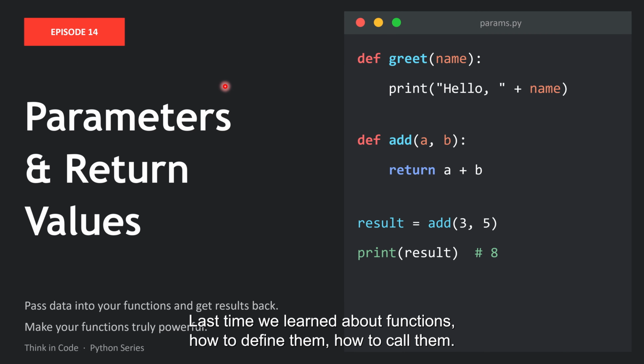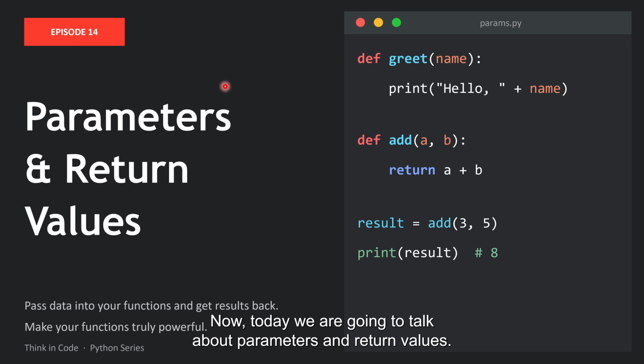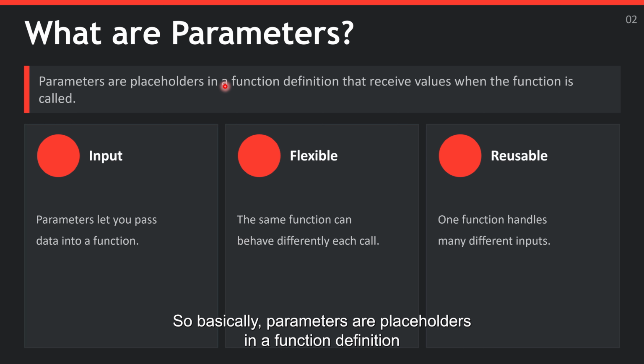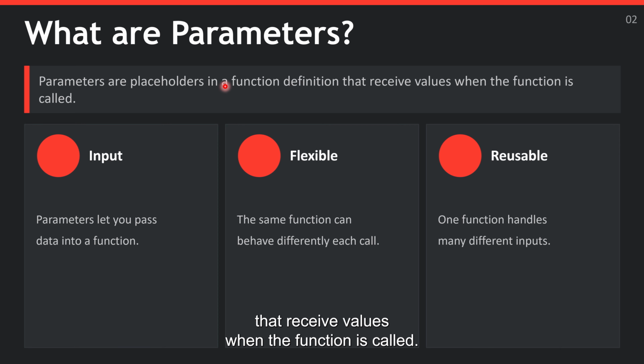Last time we learned about functions, how to define them and how to call them. Today we are going to talk about parameters and return values. Basically, parameters are placeholders in a function definition that receive values when the function is called. They are flexible and reusable, and they can also take input. Their primary task is to take input inside a function.